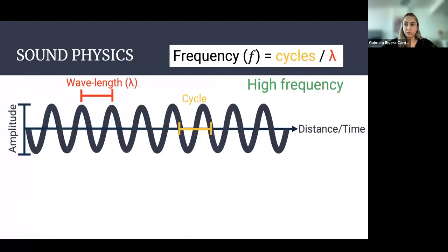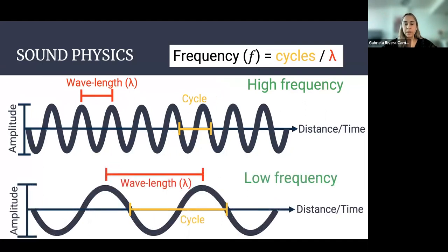So let's review some definitions. The period is the time that it takes to complete a cycle, and the wavelength is the distance that sound travels in one period. So the frequency is the number of cycles per second, and it has an inverse relationship with the wavelength. So let's compare the top panel with the lower panel. The top panel has a shorter cycle. This means that one wave travels for a short distance. Think a small person that has short steps. So I need more steps or a higher frequency to arrive to the same location.